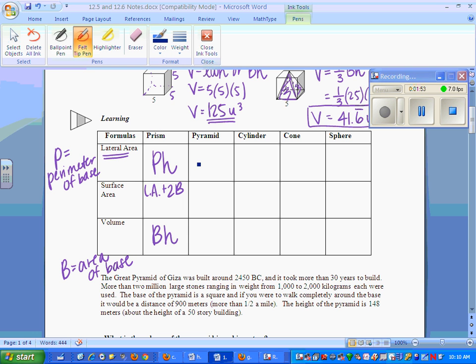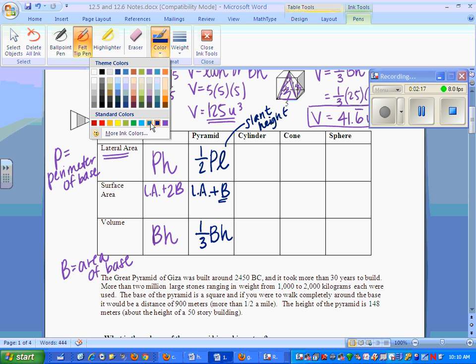For pyramid, our lateral area is 1/2 P times L. L is the slant height. So we're going to take the lateral area and just add a base to it, not two bases, because the pyramid only has one base. So the volume for a pyramid is 1/3 area of the base times the height.